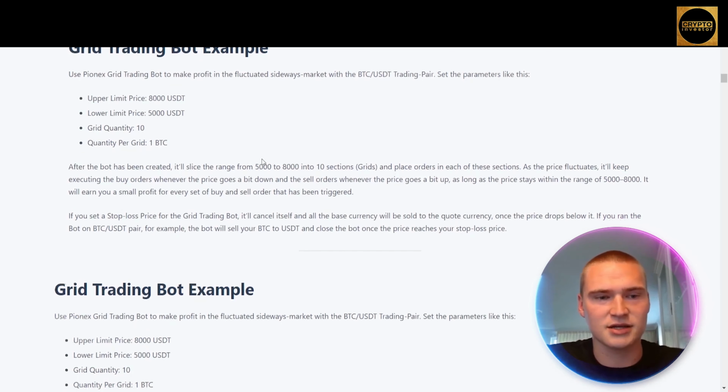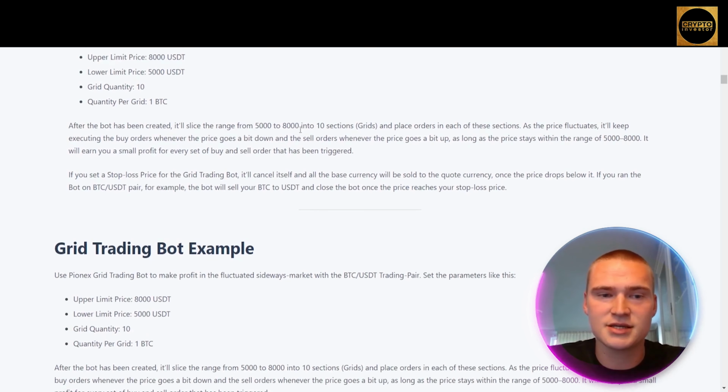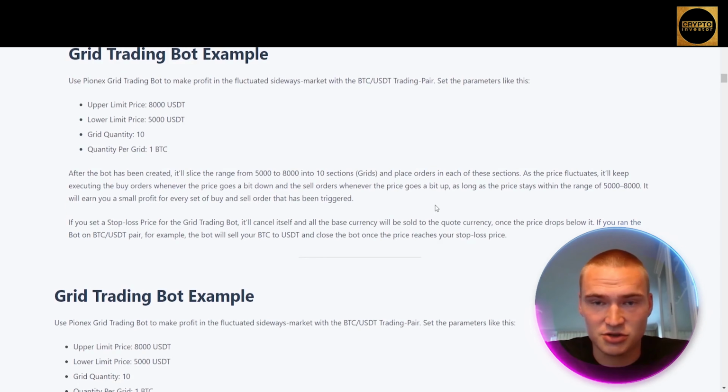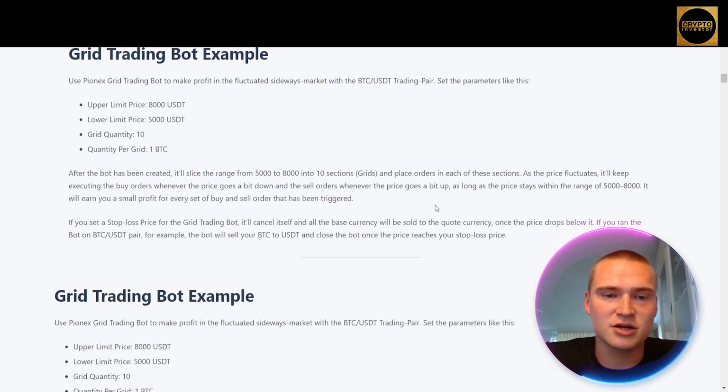So what does that exactly do? Well, after the bot has been created, it'll slice the range from 5,000, the lower limit, to 8,000, the upper limit, into 10 sections and places orders in each of these sections. So that's how it actually buys and sells. As the price fluctuates, it keeps executing buy orders whenever the price goes a bit down and sell orders whenever the price goes a bit up. So as long as the price stays within the 5,000 to 8,000 range, it will earn you a small profit for every set of buy and sell orders that has been triggered.